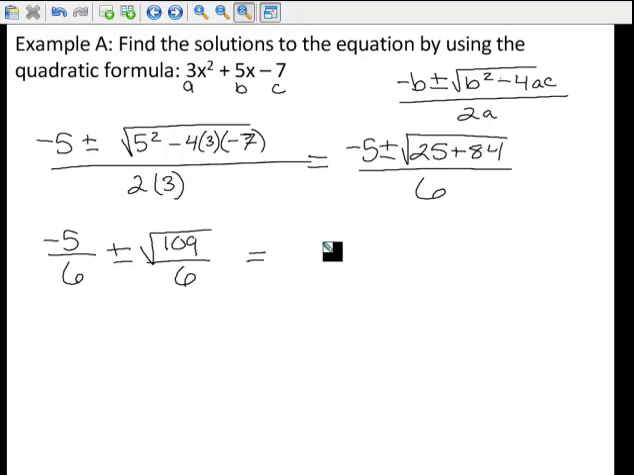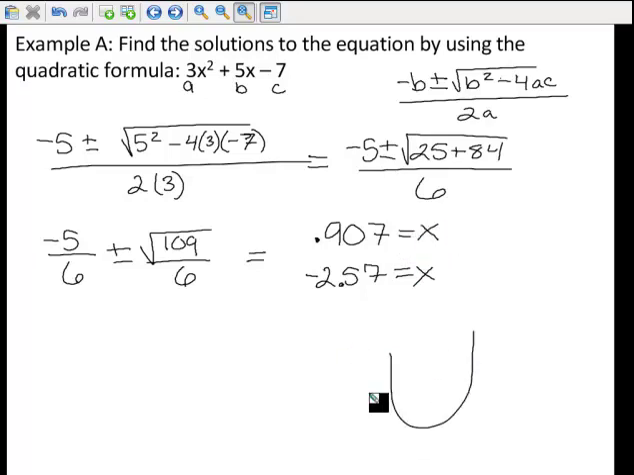So if we have negative 5 plus the square root of 109 all over 6, then that's going to give us 0.907. Or if we have negative 5 minus the square root of 109 all over 6, it's going to give us negative 2.57. So those are our two x values, and that's where our parabola is going to cross the x-axis. So at negative 2.5 and point something like that. Those are our two roots. Okay, moving on to example B.